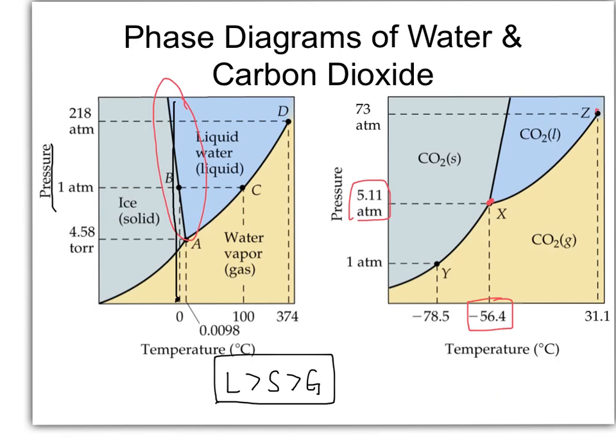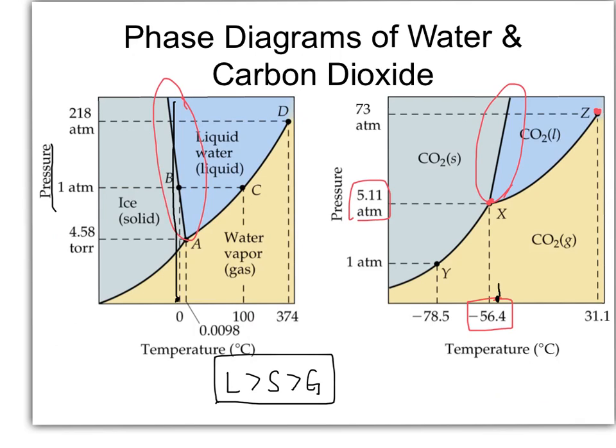I also have my critical point, which would be about 73 atmospheres of pressure and about 31.1 degrees Celsius. Notice that the slope here is a positive slope. Most substances will take on this positive slope in this region. And I can do the same thing I did before. I'm going to go ahead and pick a point on this graph. This time I'm going to pick about right here.